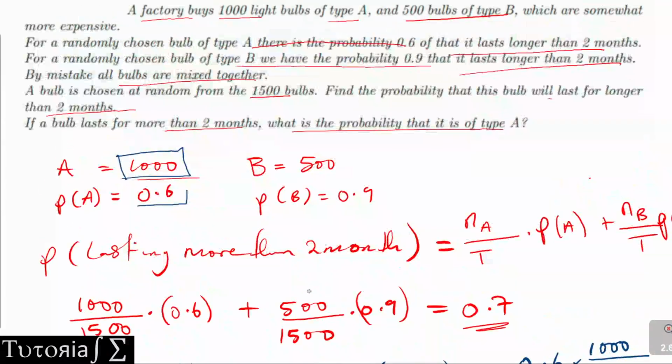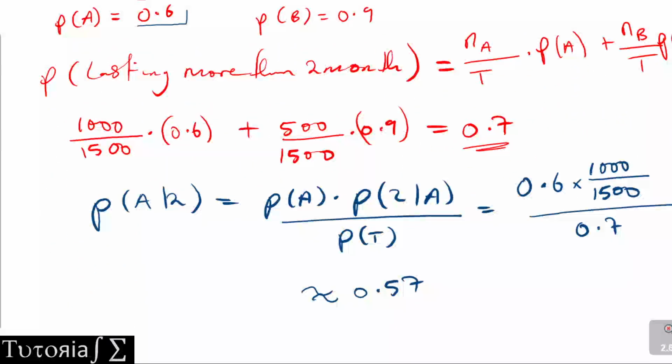So basically the logic for if a bulb lasts more than 2 months, what is the probability that it is from type A? You just get this probability for type A that we have here, and divide by the total probability, which is what we found here. That will give you that. If it was from type B, we just get the type B here and divide by the total probability, which gives you that. The same applies. So that is how you work this problem out.